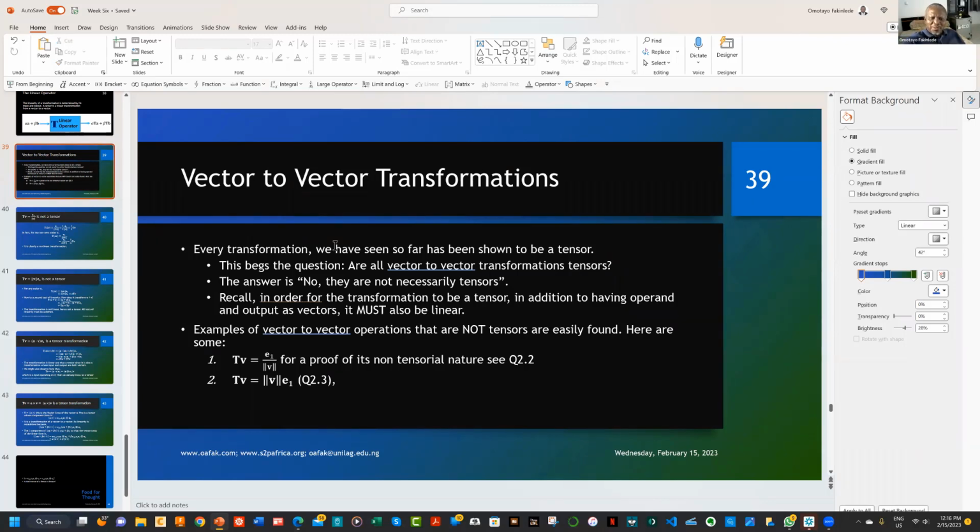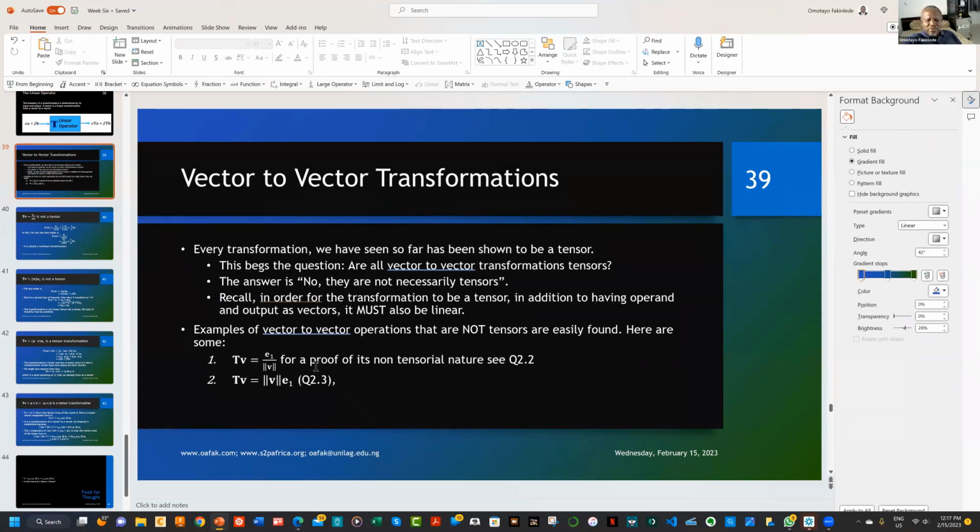We've looked at 7 transformations so far, and they have always been tensors. This begs the question: are all vector-to-vector transformations tensors? The answer is no. It is possible to find vector-to-vector transformations that are not tensors. Recall, in order for a transformation to be a tensor, in addition to having the operand as input and the output as vectors, the transformation itself must be linear.